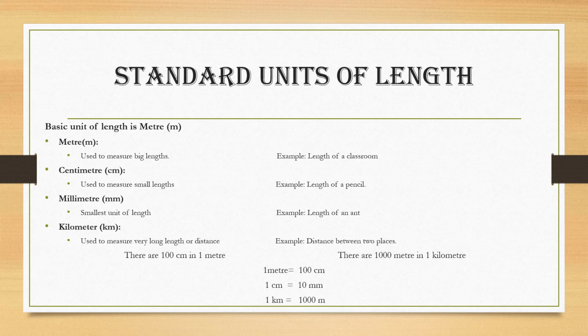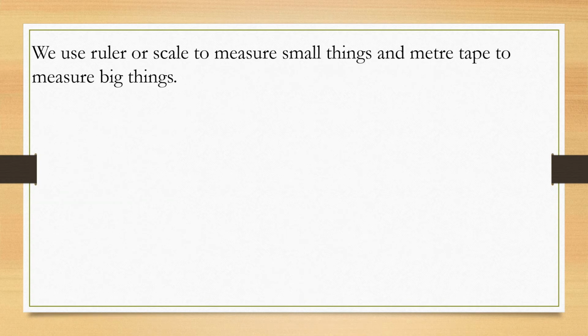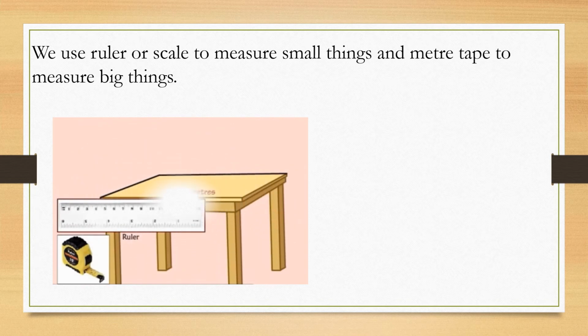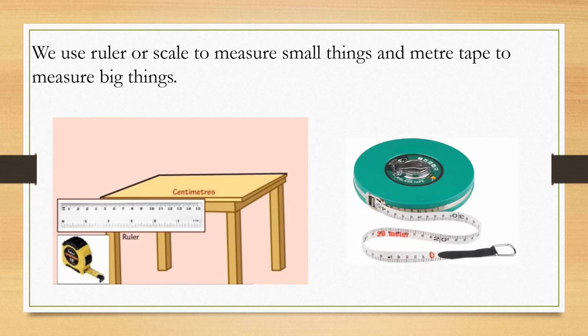So now let us see the scale. Yes, we use ruler or scale to measure small things. As I told you, we use scale to measure small things and meter tape to measure big things. Like, can you see this scale in this picture? This is a 15 centimeter scale. And when we want to measure big things, we use meter tape.